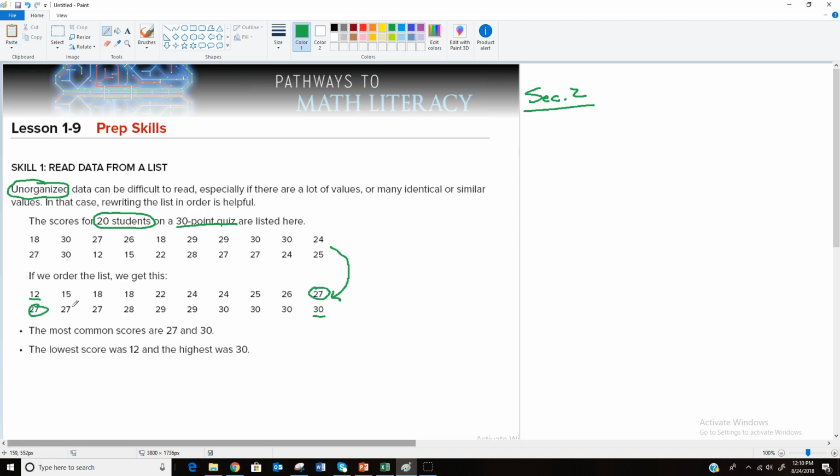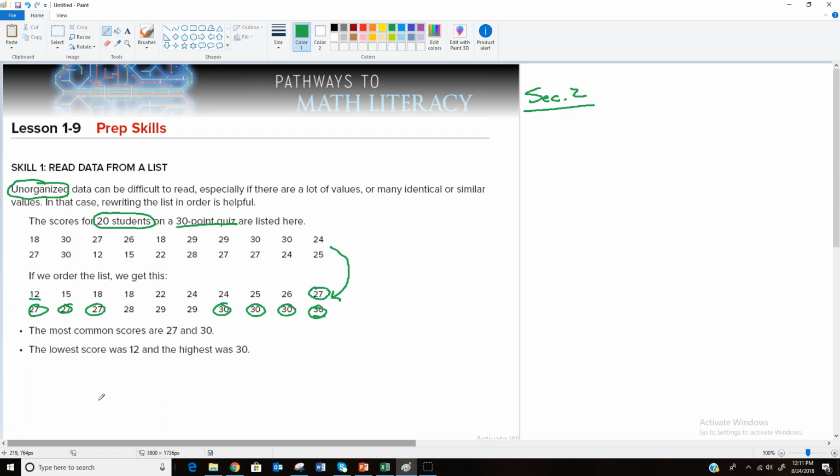There was 1, 2, 3, 4 students that scored a 27. And then also 30 was scored by 4 students. So the most common scores are 27 and 30. There were 2 students that scored a 24, 2 that got an 18, 2 that got a 29, but there were no other scores where 4 students got that score other than 27 and 30. And then, as we already mentioned, the lowest score was 12 and the highest was 30.